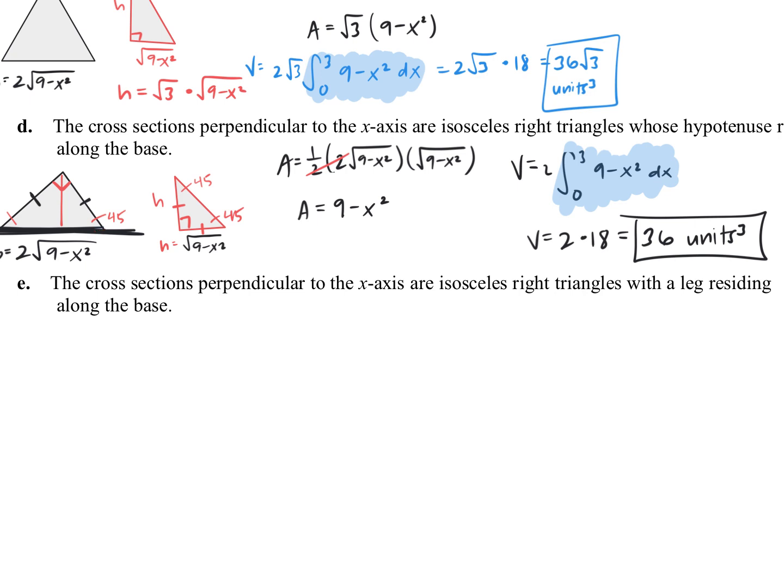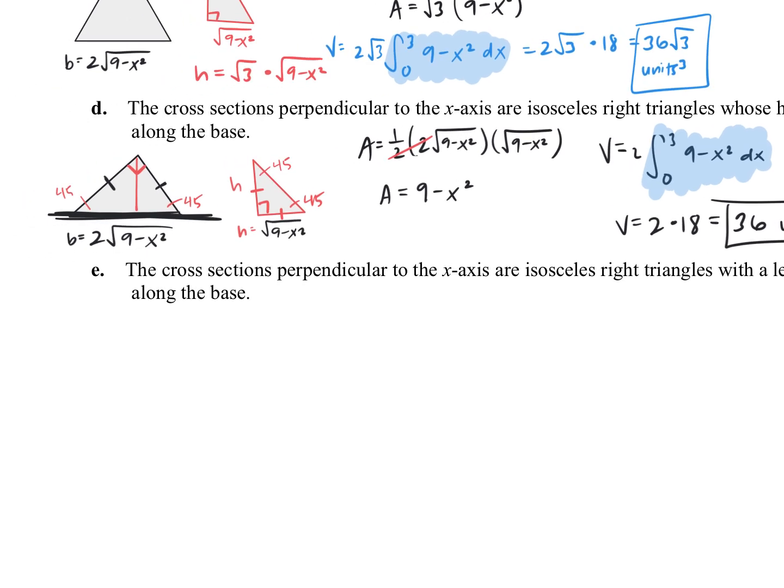So if I were to redraw this, I'm going to try and draw it to scale. We'll see how well that works. So my right triangle would look something like that, okay? Where this now is still 2 times the square root of 9 minus x squared, and this is a right triangle. Where these are congruent because it's an isosceles right triangle, right? So then what's my height? Also 2 times the square root of 9 minus x squared, right?